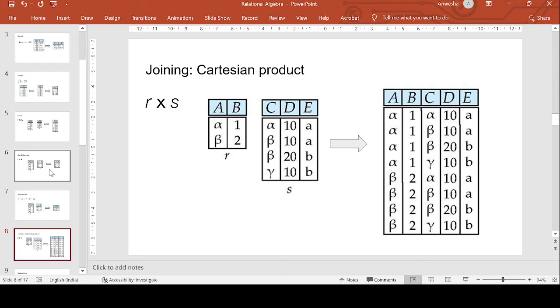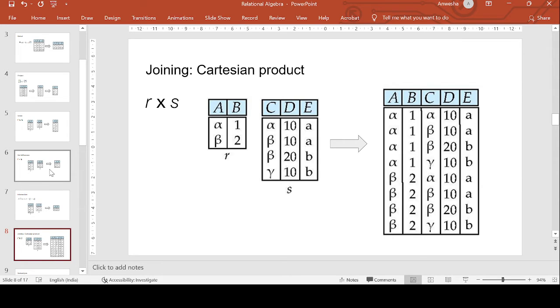It is just like you are doing product. So if you have a relation R, here we have a relation R that has two attributes A and B and two tuples. And we have another relation S that has three attributes C, D, E and it has four tuples. So in the product, after doing the Cartesian product, in the result you will have 2 into 4, that is 8 rows.